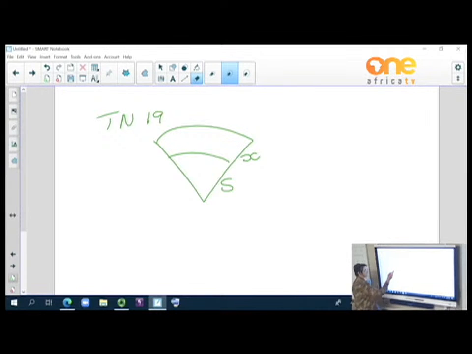How will we get this area? It will be the big one minus the small one. Now, if this one is 5 and this one is X, what is the length of that whole one there? No, not 5X. 5 plus X, and that's what you'll have to use there, 5 plus X.